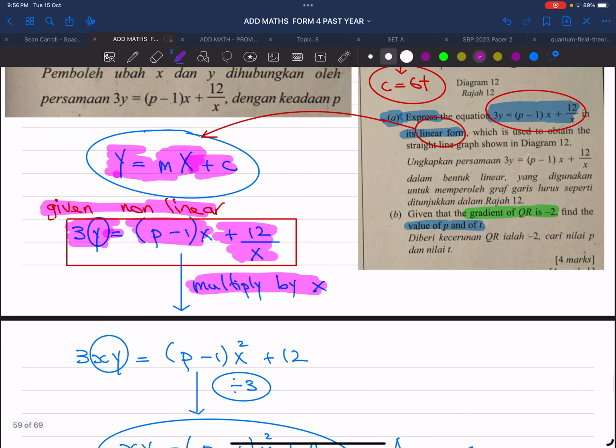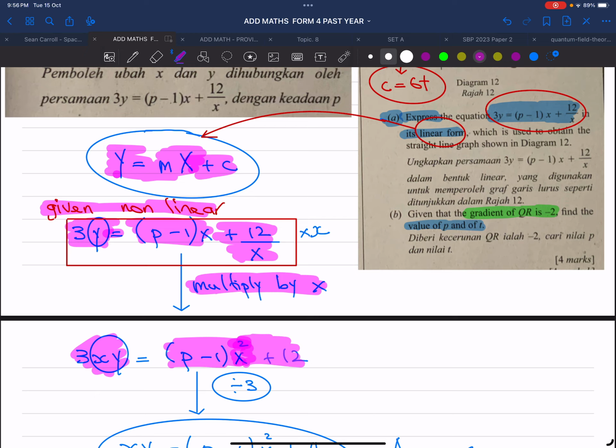Therefore, 3y multiplied by x, I'm going to get 3xy. And then (p minus 1)x multiplied by x, the x and x becomes x squared, which is (p minus 1)x squared. Next, plus 12 over x, I multiply by x. Of course, if I multiply by x, this x and this x can cancel. We are left with plus 12.